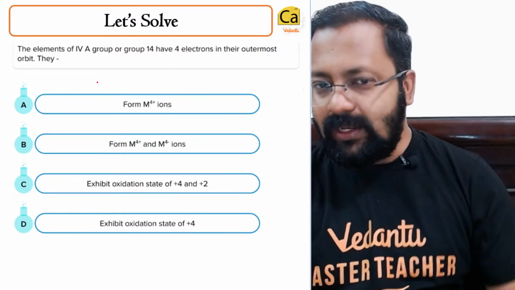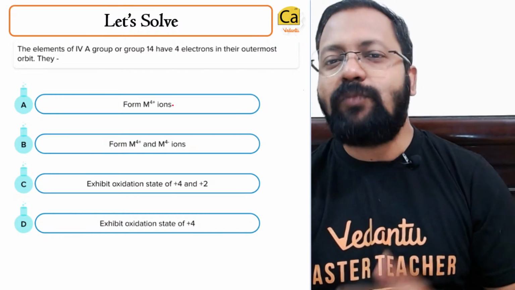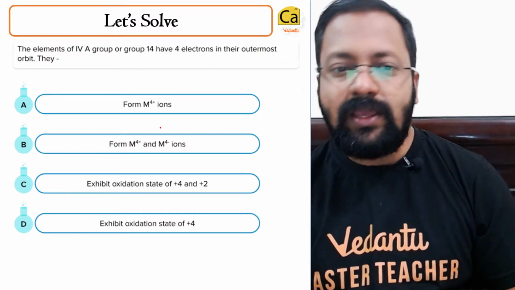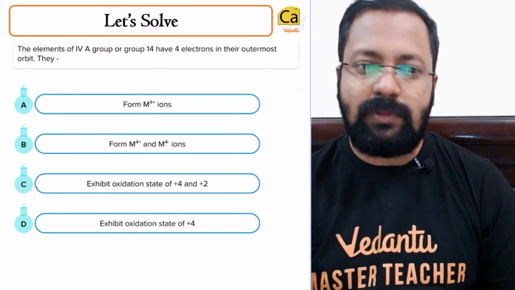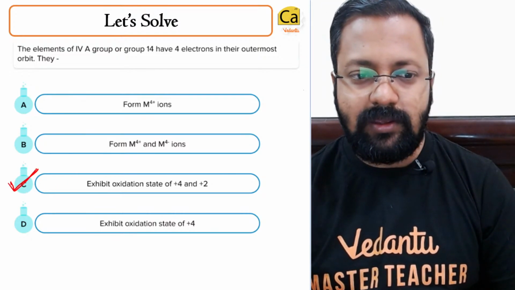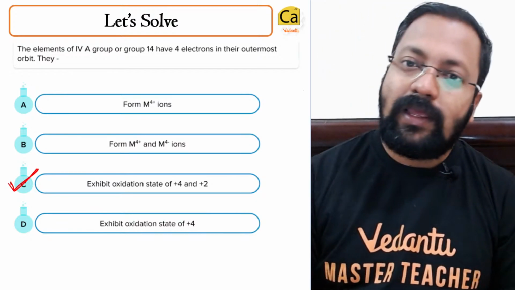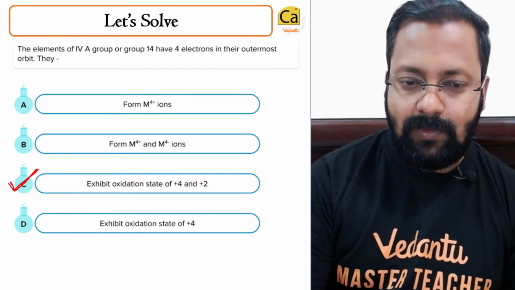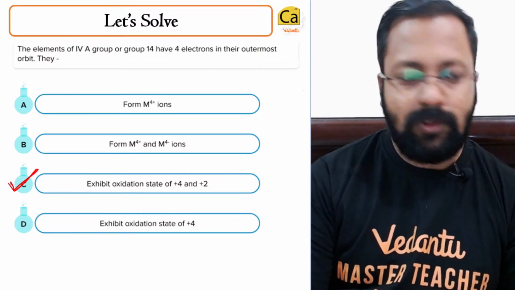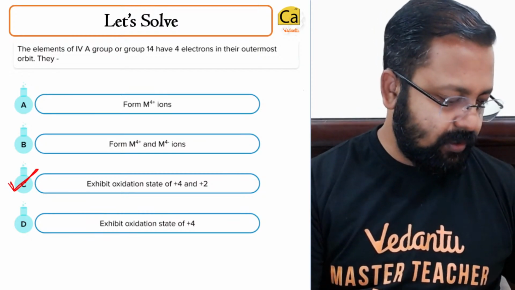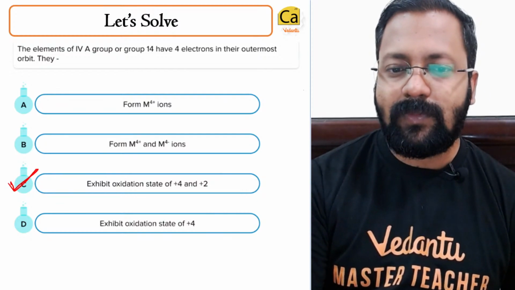They are group 14 elements. So the maximum oxidation state can be +4. The minimum positive oxidation state can be +2. The right answer should be C. So exhibit oxidation state of +4 and +2. Okay, right answer should be +4 and +2.